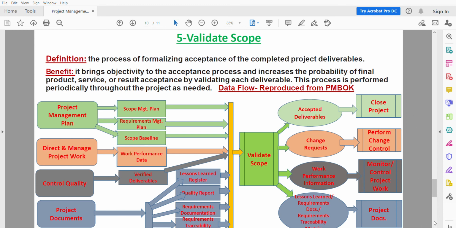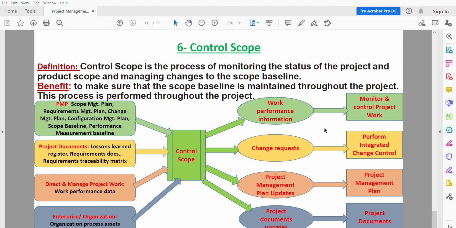The last process in this scope management process is Control Scope. So the definition of this process: Control Scope is the process of monitoring the status of the project and the product scope and managing changes to the scope baseline. The key benefit of this process is that the scope baseline is maintained throughout the project.